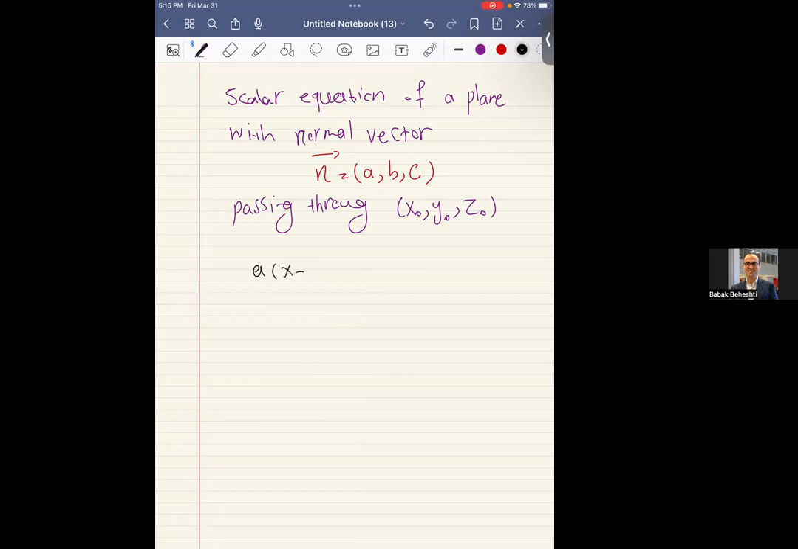A times X minus X0 plus B times Y minus Y0 plus C times Z minus Z0 equal to 0. This is the scalar equation of a plane with normal vector N, which is A, B, C, and which passes through just one point that you know, like X0, Y0, Z0. So here we know this point, X0, Y0, Z0, and we know the normal, which is A, B, C. So this is the equation of the plane.